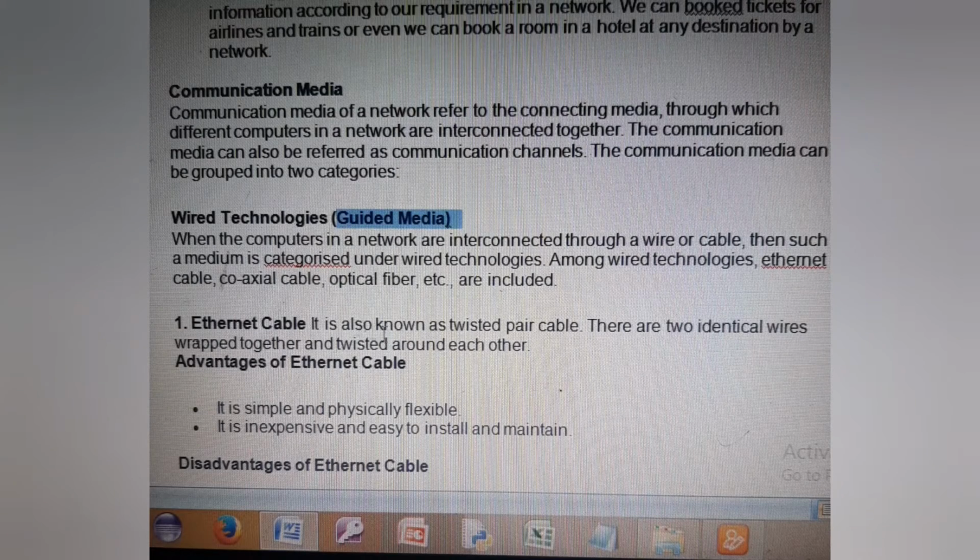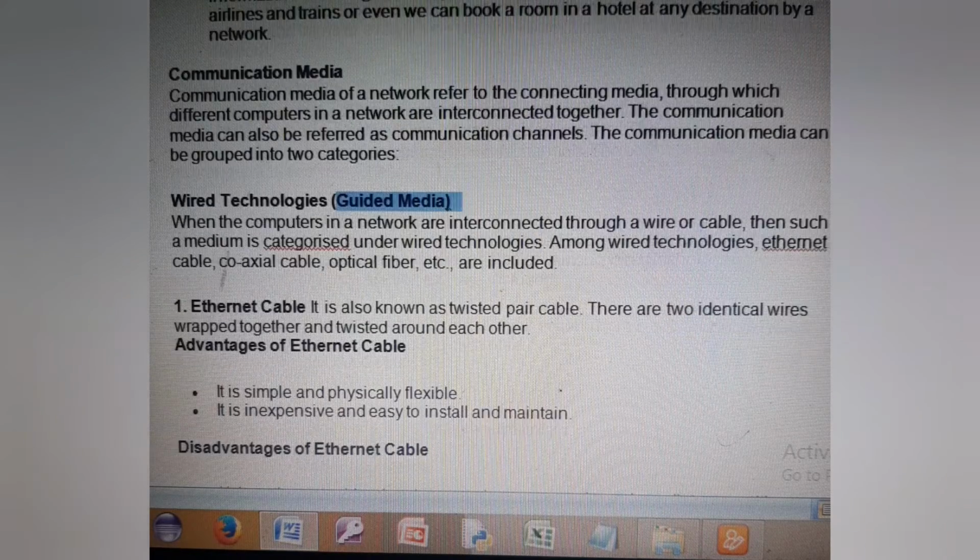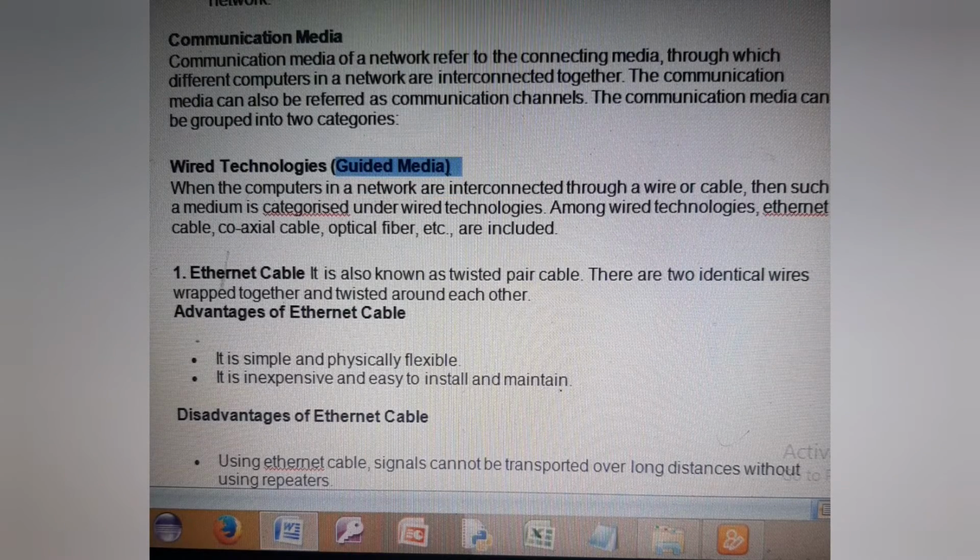The first one, Ethernet cable, is also known as twisted pair cable. It has got two identical wires which are twisted with each other or wrapped with each other. The advantages of this are that it is very simple and flexible, and very cheap. You can easily install it.